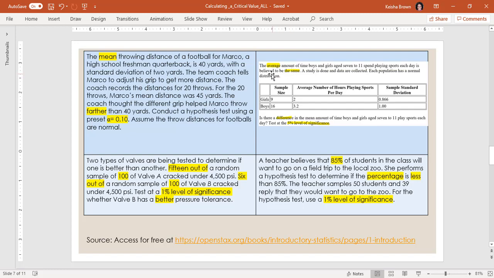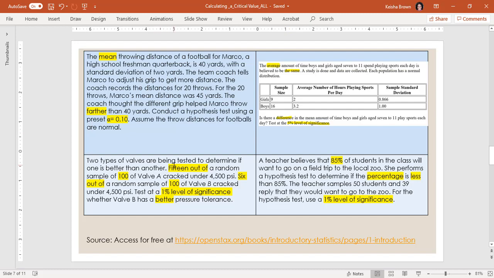Our second problem, it says the average amount of time. So average is a calculation, that's numerical, that's quantitative. So that means this is a mean problem as well. They want to know whether the amount of time played is the same. Is there a difference in the mean? So this is going to be a two-tailed test. Your alpha value, 5%.